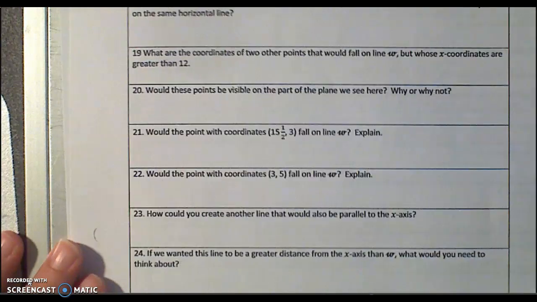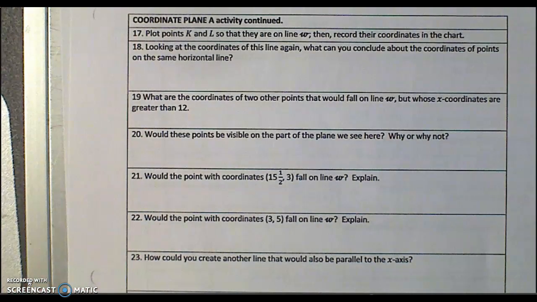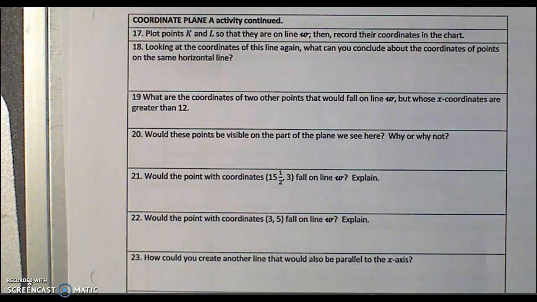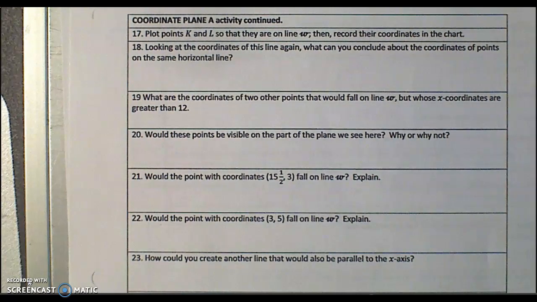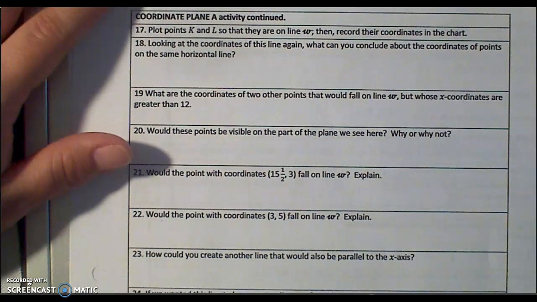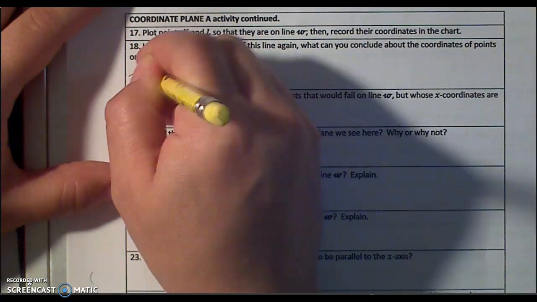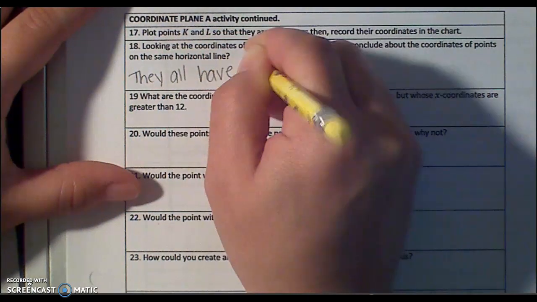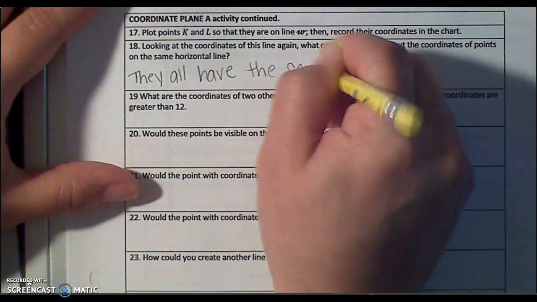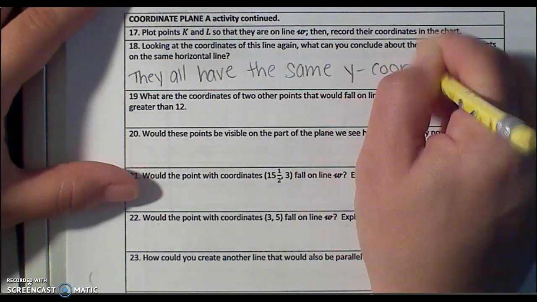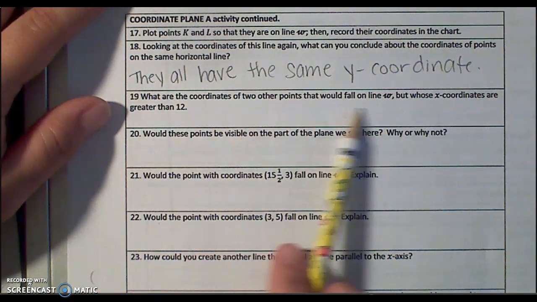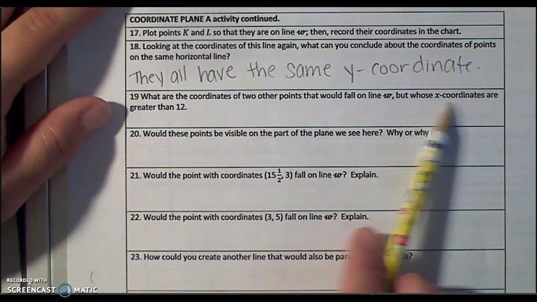Next it says, looking at the coordinates on this line again, what can you conclude about the coordinates of points on the same horizontal line? And that's kind of what I said when I filled in my chart. They all have the same what, Miss Purdy? They have the same y coordinates. They all have the same y coordinate.